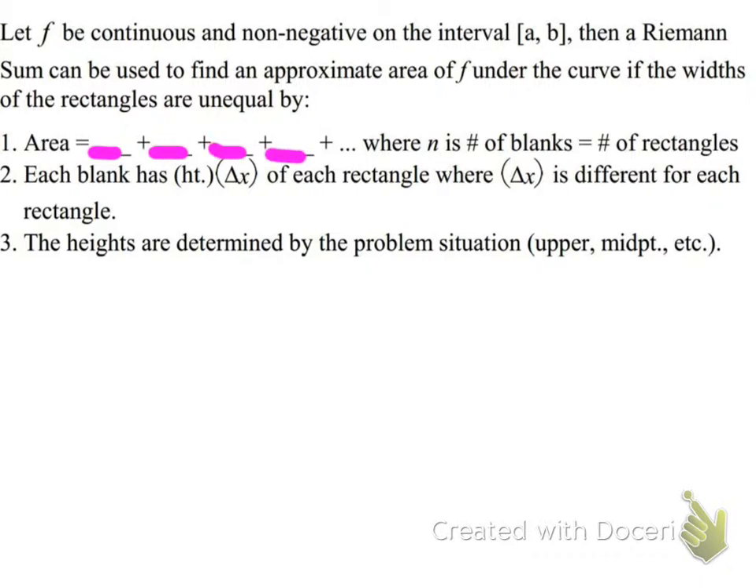The number of blanks is going to be your total number of rectangles. Each blank is going to have the area, where you find that by taking its height times its change in x, or its f of x value times the difference between the x values of each rectangle, where delta x is different for each rectangle. And third, the heights are determined by the problem situation. If it is a left or right Riemann sum, you're going to take that value at the corner of that rectangle. If it's a midpoint, well, you're going to take that value at the midpoint.